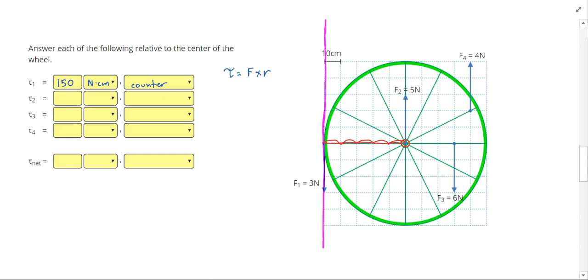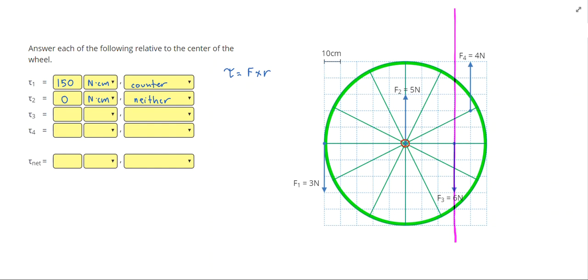Alright, for our next one, for force 2, let's draw the line of action directly through the force. You'll notice the line of action goes through the center. That gives us a radius of 0. So no matter what force 2 was, 5 times 0 gives us 0 Newton centimeters, and the direction is neither.